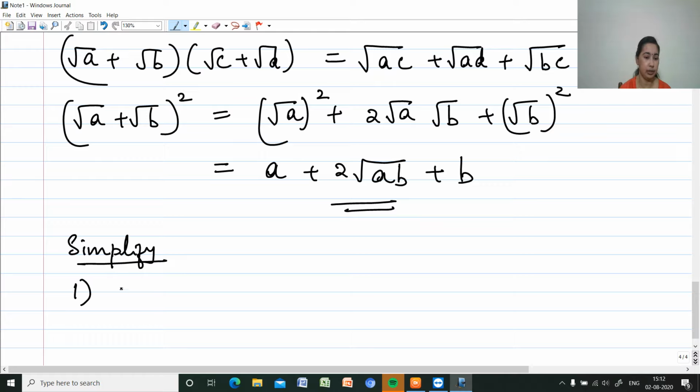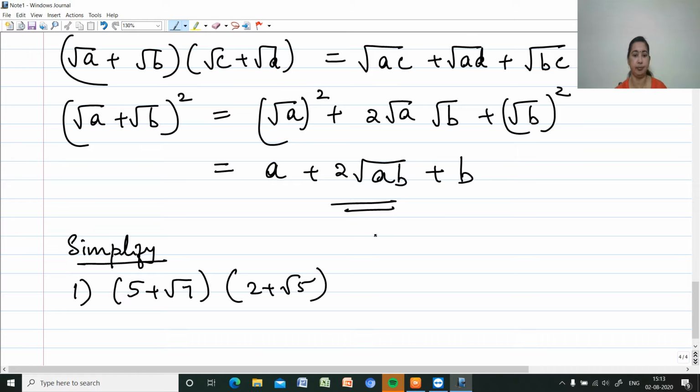First question, (5 + √7)(2 + √5). So these are all different terms: A, B, C, D. We have to multiply the first with first, first with second, second with first and second with the last. So 5 into 2, 10, plus, that is we are multiplying 5 with this first, that gives 10.